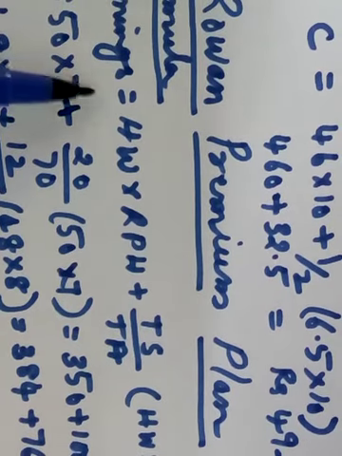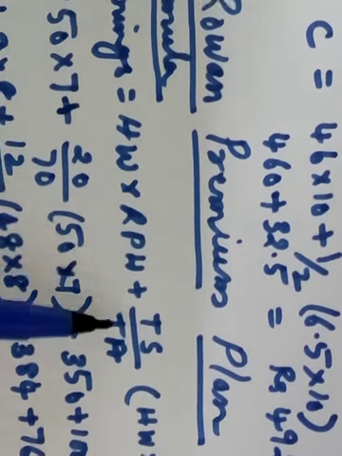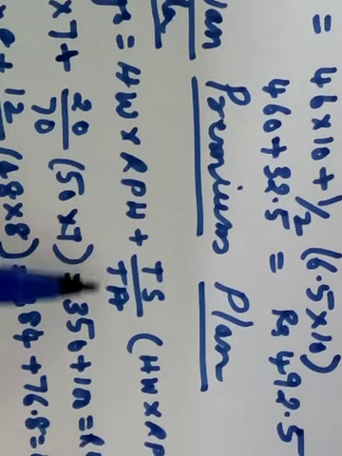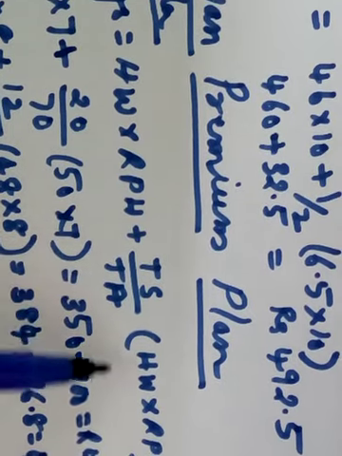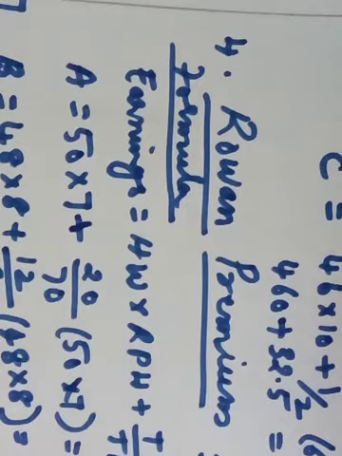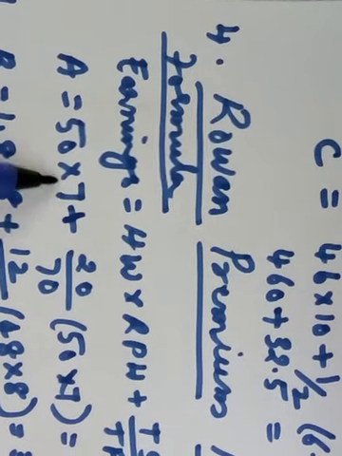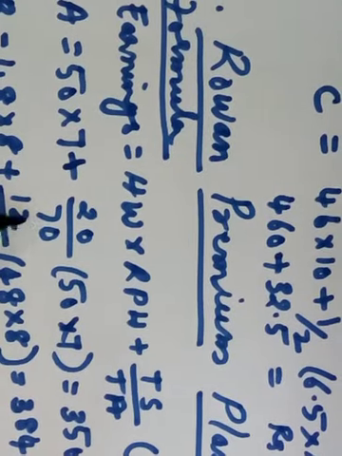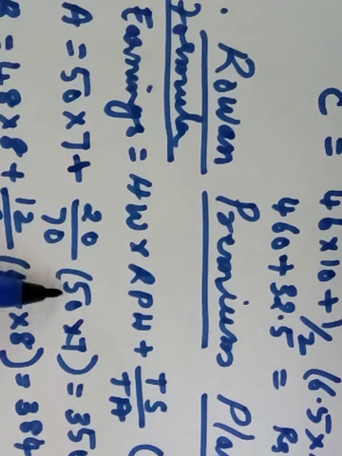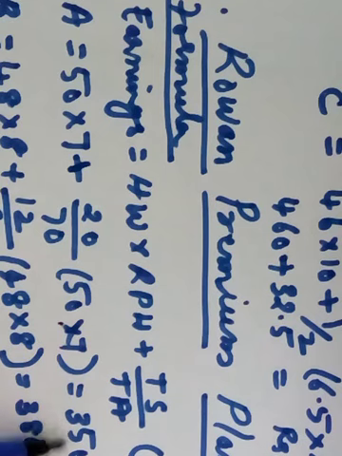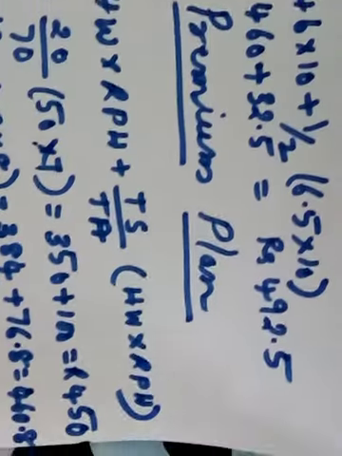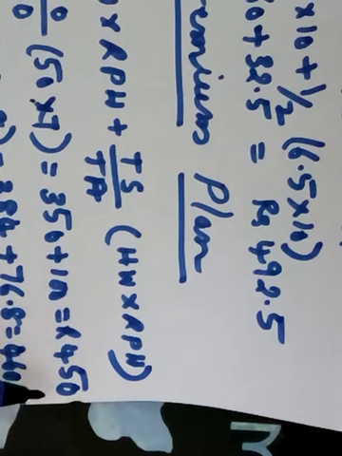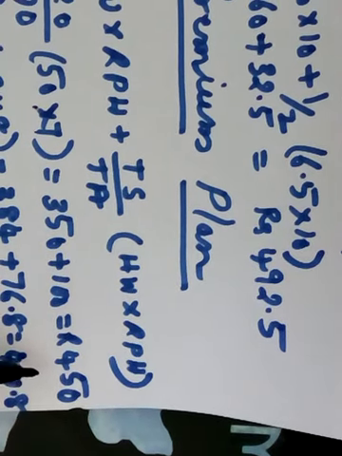Now the calculation under Rowan's premium plan. The formula is earnings equals hours worked into rate per hour plus time saved by time allowed, into hours worked into rate per hour. Time allowed is standard time. Let us consider worker A first. Hours worked is 50 into rate per hour 7 plus time saved 20 by time allowed 70 into hours worked 50 into rate per hour 7. So the calculation will be 350 plus 100, which is equal to rupees 450, earnings of A under Rowan's premium plan.